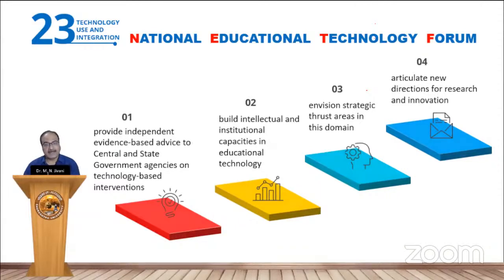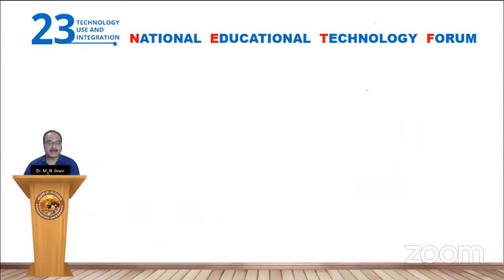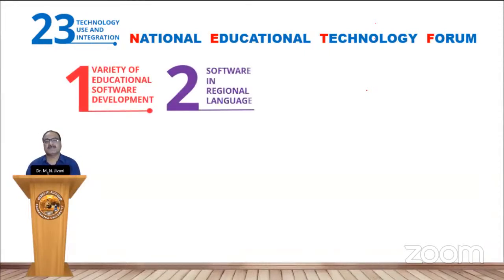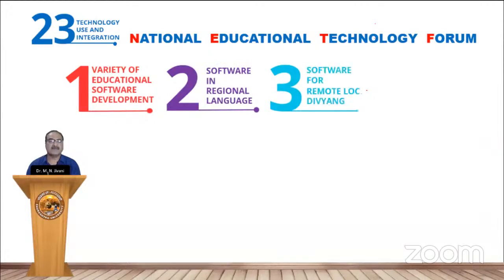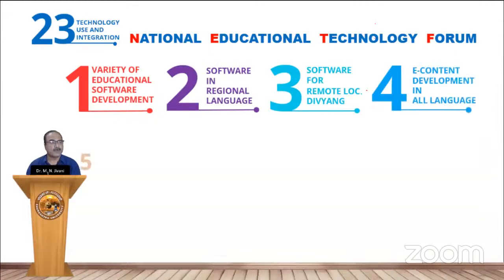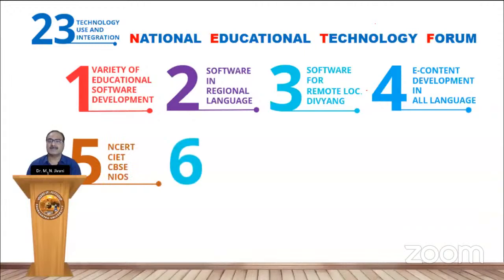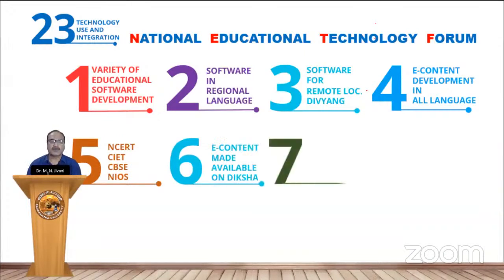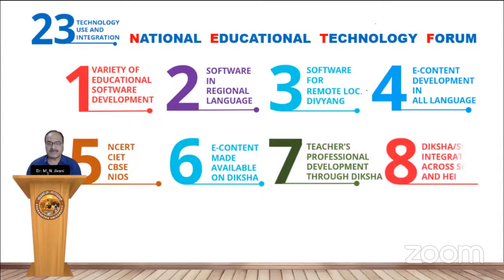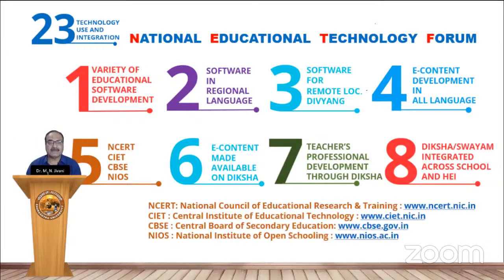And how? Again, they have a plan already in progress. The first one is a variety of educational software development. Second one is software in regional languages. Third one is software for remote locations and for Divyang students. Fourth one, e-content development in all languages. Fifth, NCERT, CIET, CBSE, NIOS will be strengthened, and these are the participatory or pilot agencies. They have already started their work, and they will give the reports. Based on their reports, a further step will be taken.